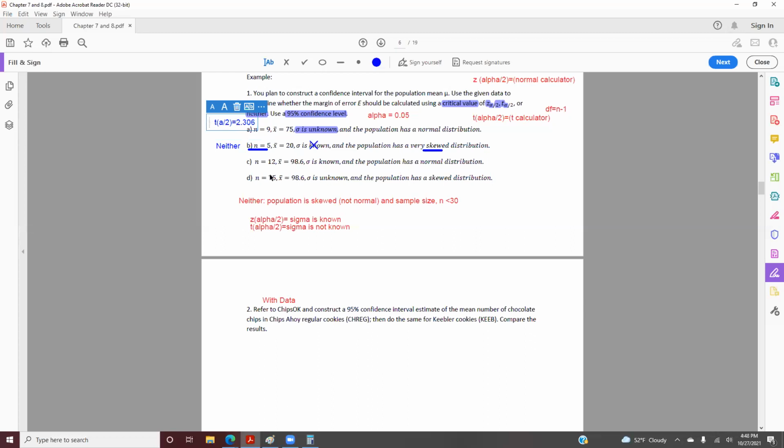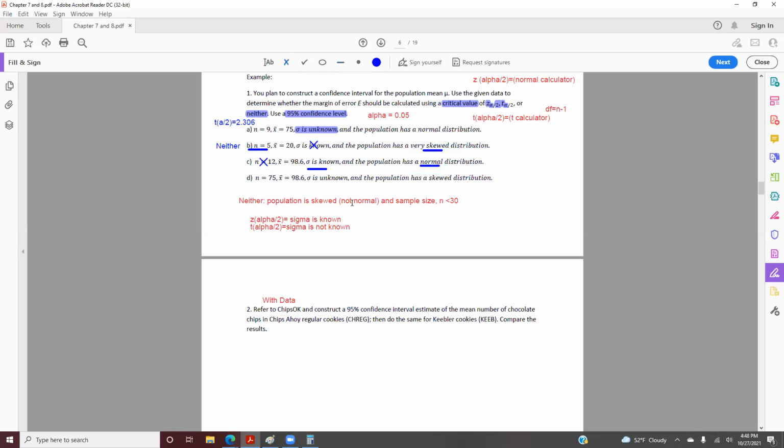Again, we're looking for the critical value. Now read the third one, part C. What do you think about part C? Is that neither Z or T? I think it's Z. Why is it Z? Because the sigma is known and it says the population has a normal distribution. And once you say the population is normal, do we need to worry about the sample size? No, I don't think so.